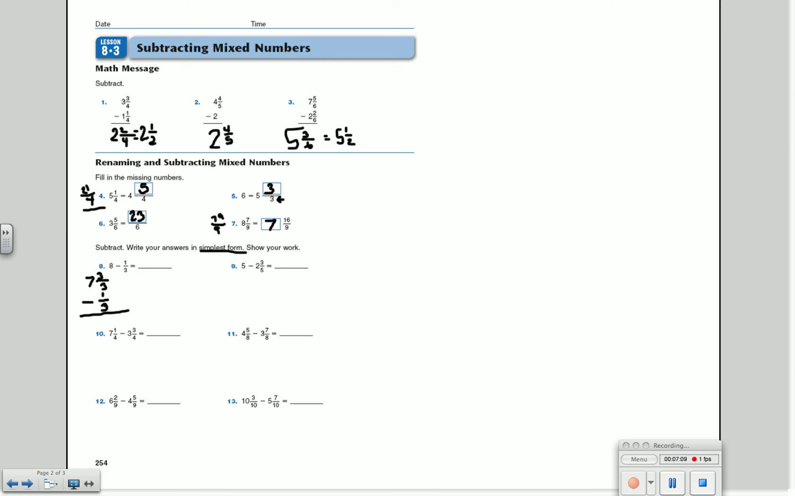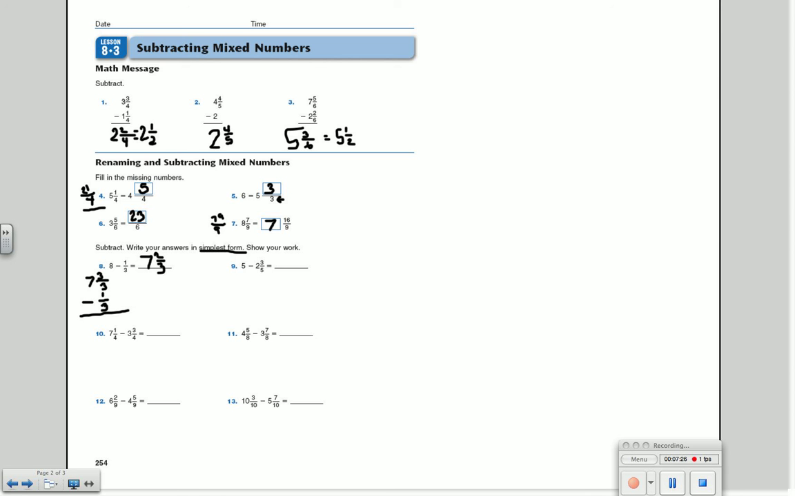Okay, anyway, 7 3/3 minus 1/3. That is an easy problem to solve now, right? So our answer is 7. Then 3 minus 1, of course, is 2. 7 2/3.